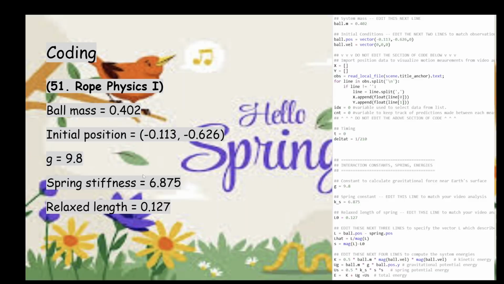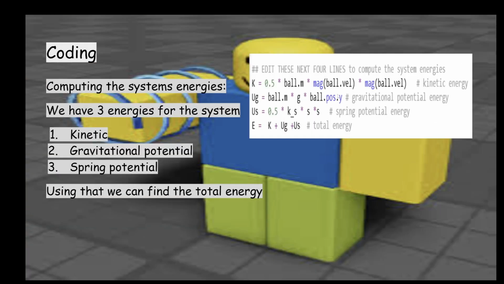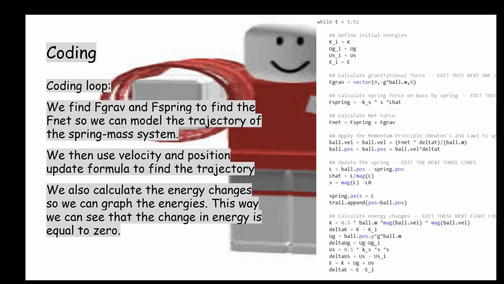So coding. This is the way that we're going to compute our energies. We have kinetic energy, gravitational potential, and spring energy. Kinetic is going to be 1/2 mv squared, and then we have gravitational energy, which is going to be ball mass times g times the ball position, and then we have the spring, which is 1/2 the k, the stiffness, times s squared, and then our total energy is going to be all of them combined.